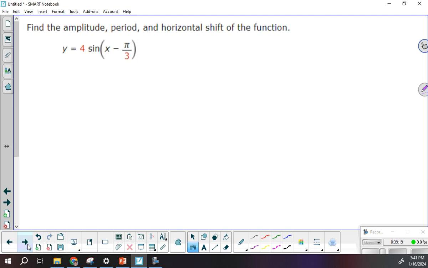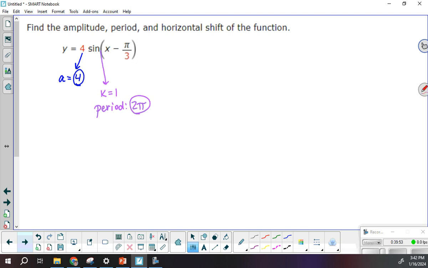Amplitude, period, and horizontal shift. Okay, so this one, again, amplitude is 4. We don't have a k. Essentially we could say k equals 1. Actually, I should have that arrow pointing from outside the, so we should say from out here, k equals 1. So our period is simply going to be 2 pi. Okay, we have not changed our period. Remember, that's the default for sine and cosine, 2 pi.